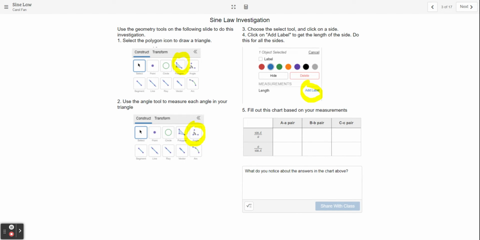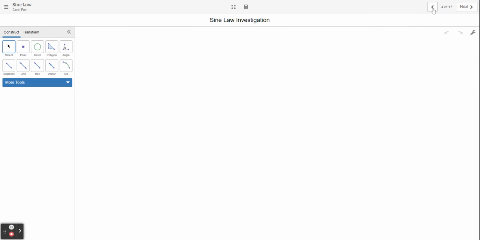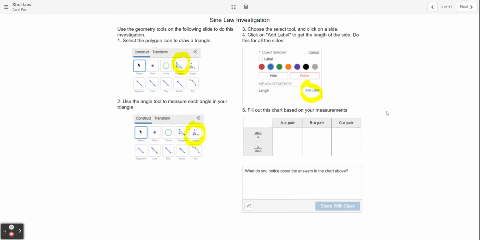We're going to do a little investigation for the sine law before we do any of our examples. So what I would like you to do is to follow these instructions, and on this page you're going to be doing the investigation, recording your investigation here, and writing down what you notice about the answers in the chart above. I will be checking this, and this is part marks.